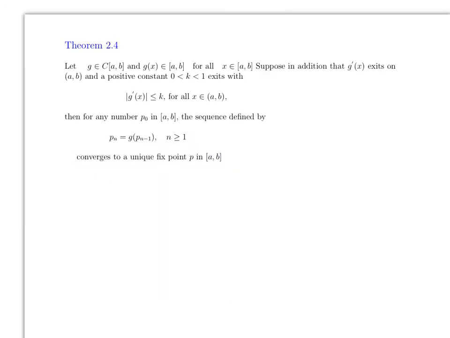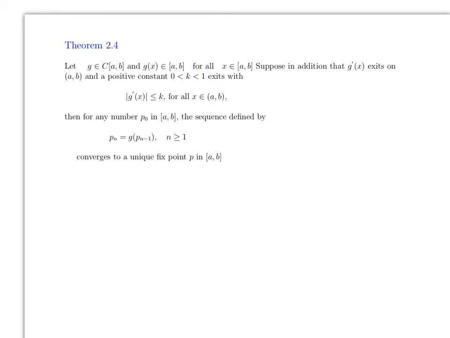All right, so now let's look at Theorem 2.4. Notice that the first part has the same wording as Theorem 2.3. So the theorem says the following: let g be a continuous function between a and b, and the image also be part of a to b for all x between a and b. In addition, suppose that g prime exists and is between 0 and 1. So remember, this guarantees that you will have a unique fixed point.